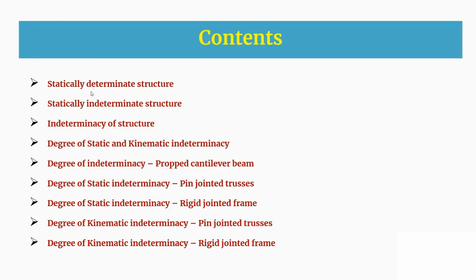First we are going to see what a statically determinate structure is, and then what an indeterminate structure is, then what the indeterminacy of a structure is, what we mean by indeterminacy, and then differentiate between static and kinematic indeterminacy. Then the degree of indeterminacy, where we take an example for a beam and solve it, and then the degree of static indeterminacy for pin jointed trusses, and similarly for a rigid jointed frame. Similarly, for the kinematic indeterminacy, we are going to see it for pin jointed trusses as well as rigid jointed frames.